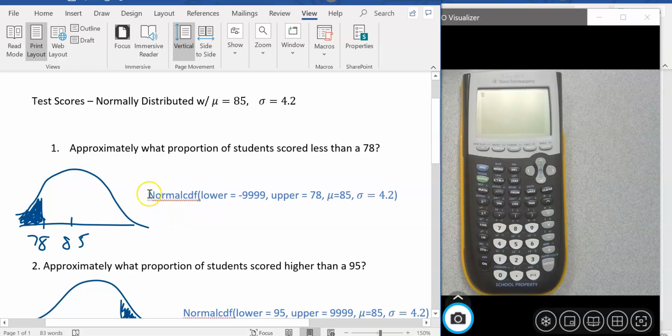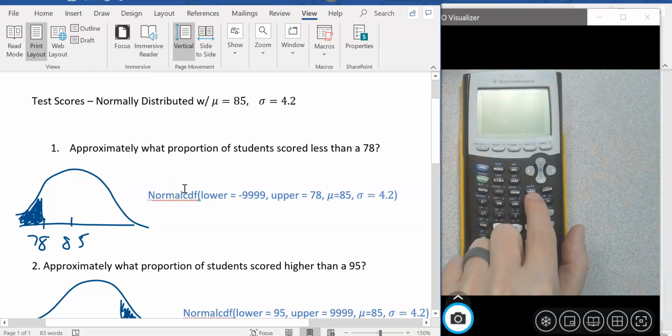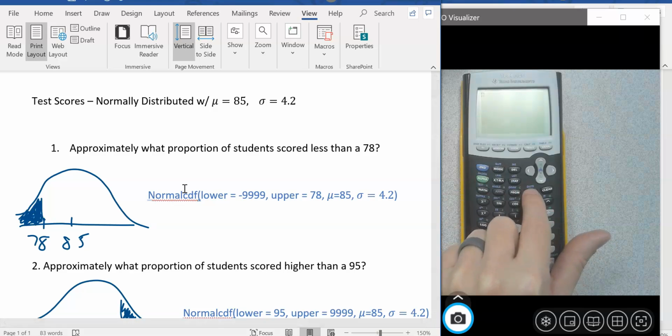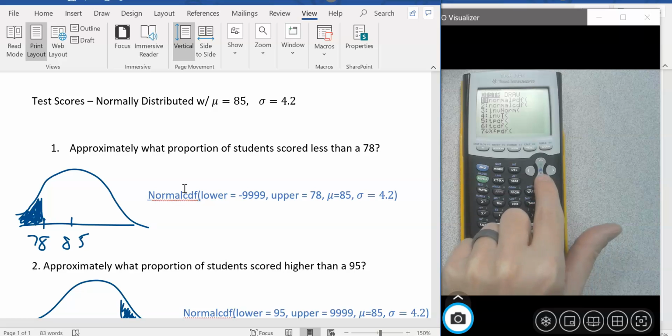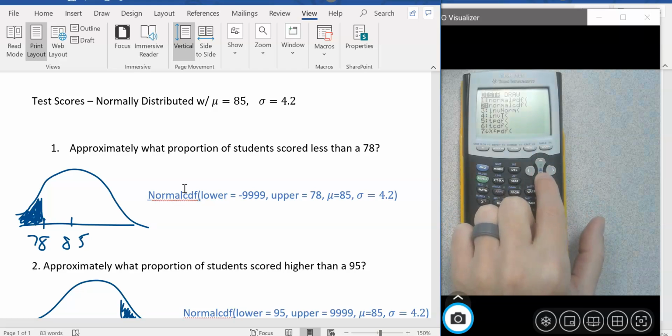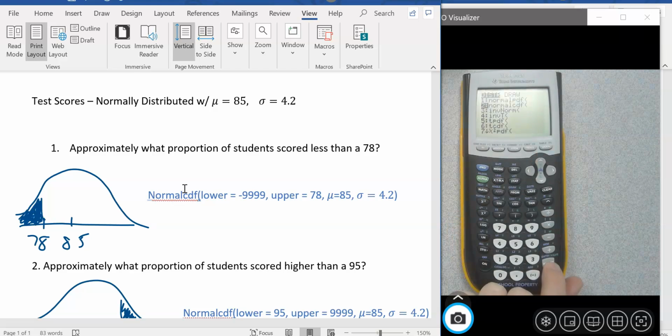So here's what we want to do. We actually want to use the normal CDF function in our calculator, which can be found right above the VARS button. There is in blue DISTR, distribution. So we hit second VARS, which takes us to all of our distributions, and we want the second choice, which is normal CDF. We are never going to use normal PDF. We'll use normal CDF and inverse norm. So for normal CDF, what they want is four things: a lower bound, an upper bound, mean, and standard deviation.